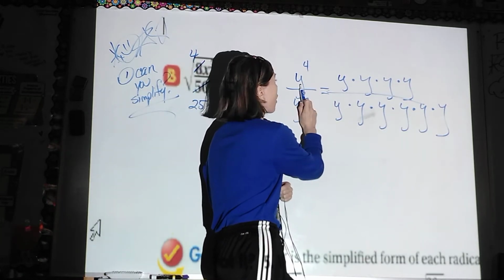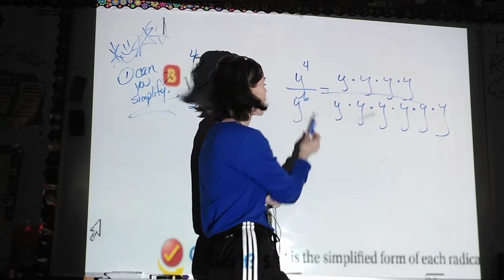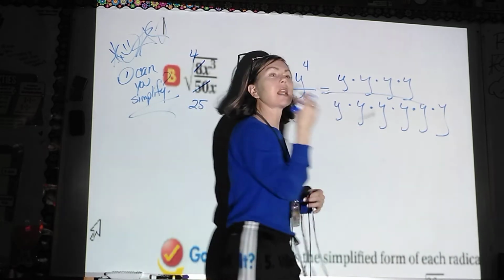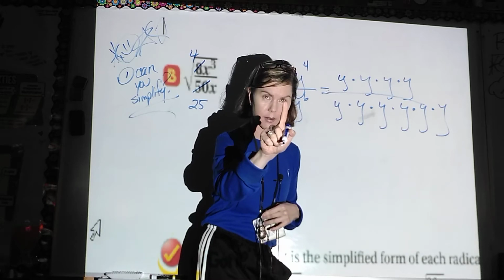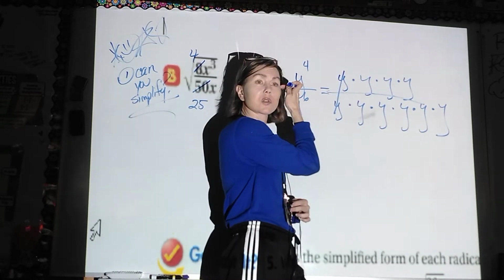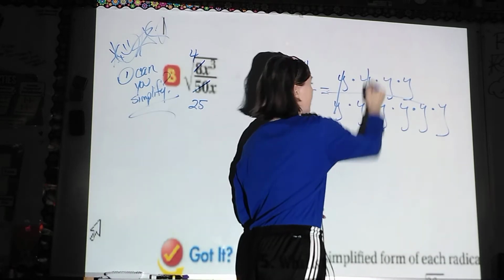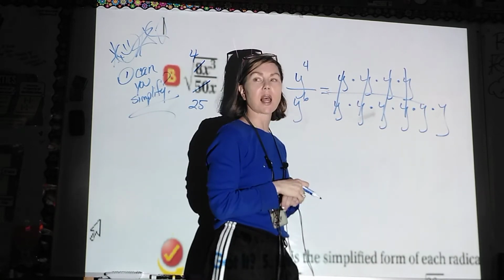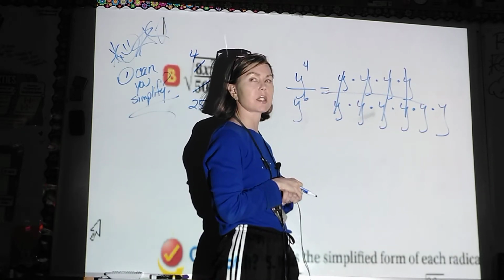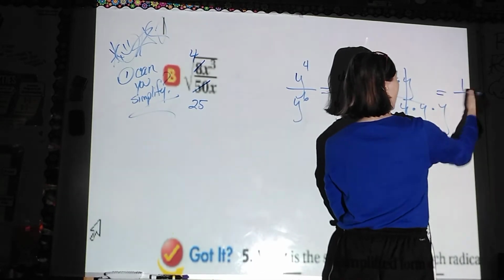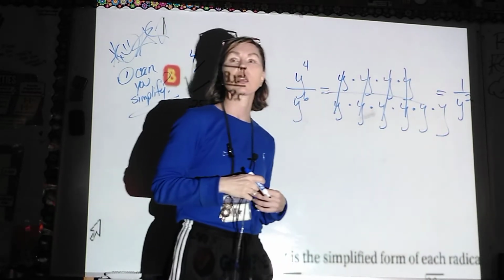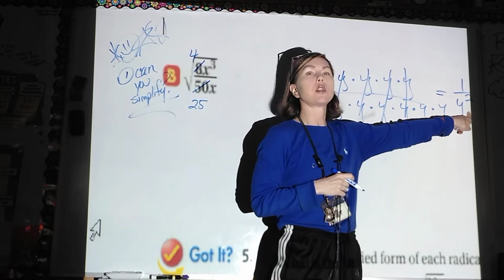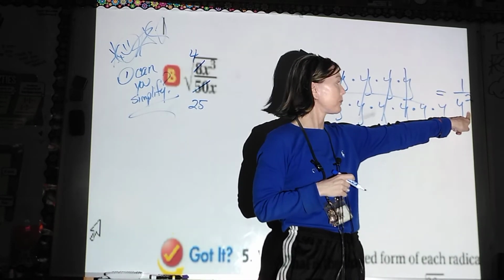There are 4 y's in the numerator, and there are 6 y's in the denominator, okay? And so watch what happens. Anything over itself is equal to 1, okay? So those y's cancel out. Do that in your notes, okay? These y's cancel out. These 2 y's cancel out. And these 2 y's cancel out, leaving you 2 y's in the denominator. So what does that simplify to? 1 over y squared, okay? Because there are 2 y's in the denominator, we have 1 over y squared, okay?